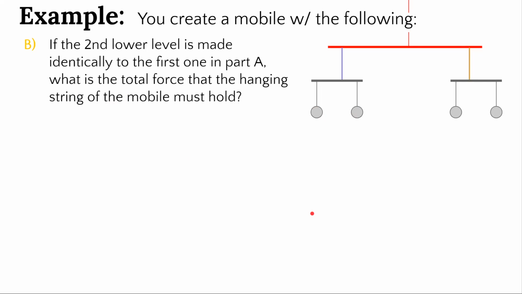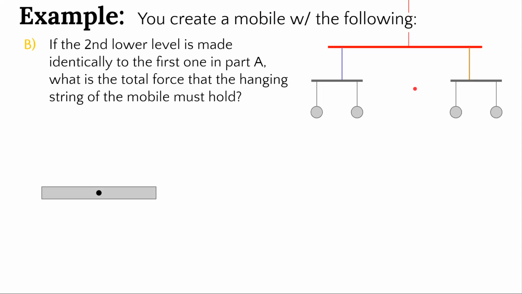All right, so here's a follow-up question. If the second lower level is made identically to the one from part A, so that just means if this and this are the same, what is the total force that the hanging string of the mobile must hold? So now we're looking at this top string. How much must this hold?